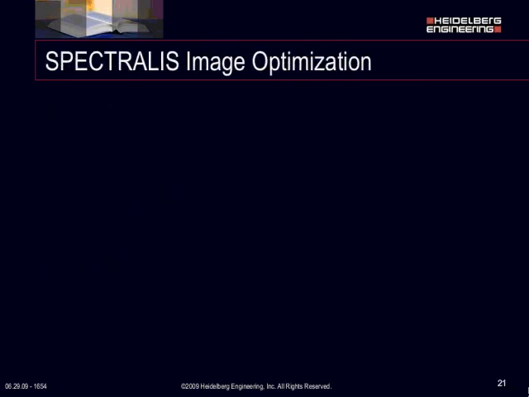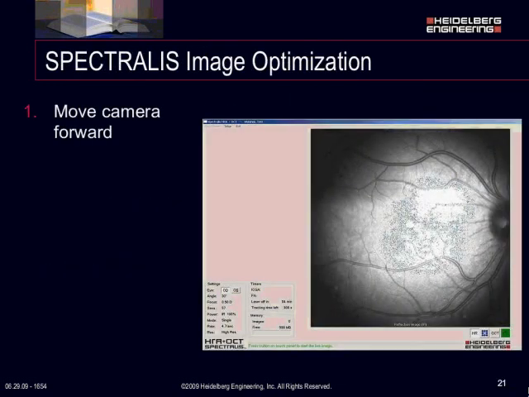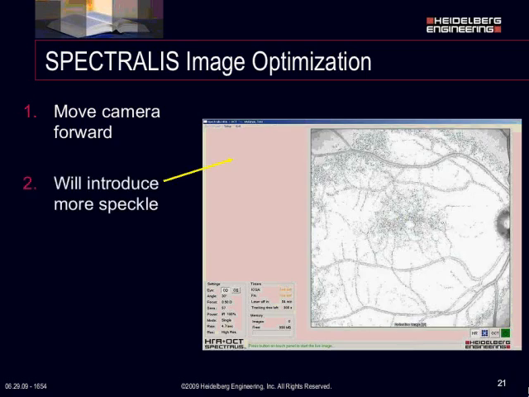Okay, image optimization. Once you get that patient seated in there just the way you want, as you start to move the camera forward, you'll notice a little bit of speckle in the center of the image, and some vignetting on the corners, on the black corners. As you move forward, you'll introduce more speckle. You'll also introduce more speckle or noise as you start to focus. When you focus, you want the brightest image possible as well as the sharpest blood vessels possible. If you turn the focus knob all the way to the right or to the left, you'll notice the image gets darker.